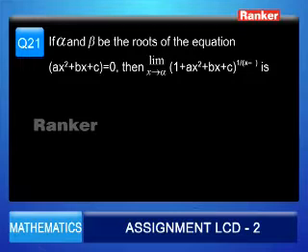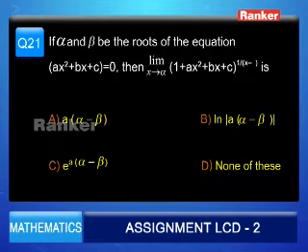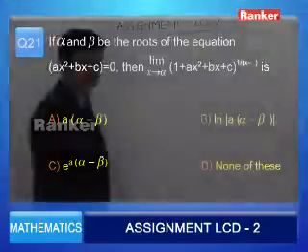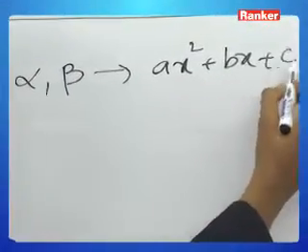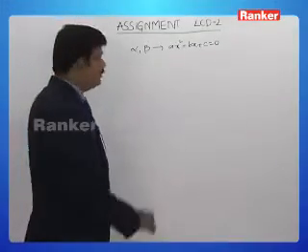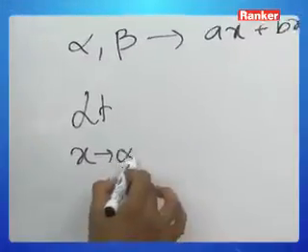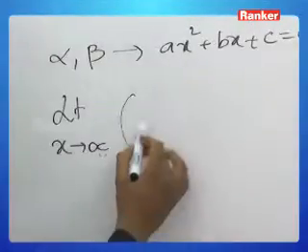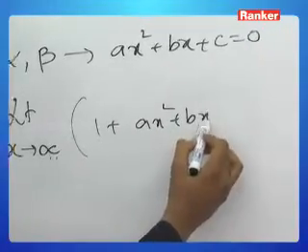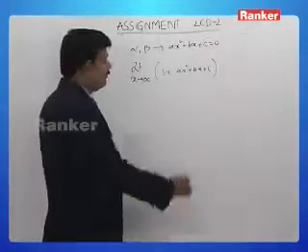Next question. If alpha and beta are the roots of the equation ax square plus bx plus c equal to 0, then find the limit as x tends to alpha of (1 plus ax square plus bx plus c) to the power 1 by (x minus alpha). Alpha and beta are given to be roots of ax square plus bx plus c equal to 0, and we are asked to evaluate this limit.